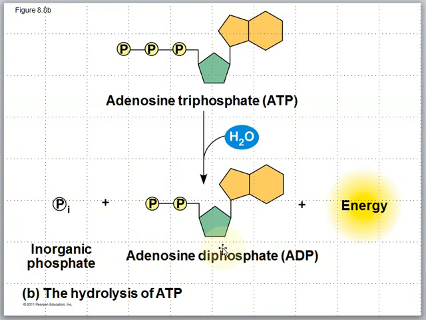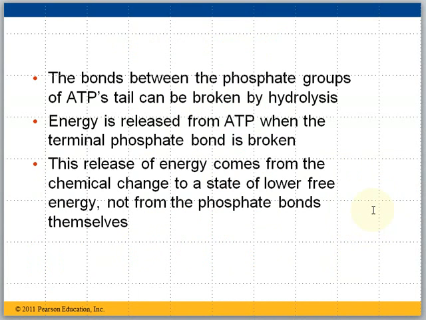These products at the end of the reaction have lower free energy than the ingredient that we started with. So these products end up with lower free energy. So where did that energy go? Well, it's here, and it can be used for a variety of purposes. So the bond between those phosphate groups, that last phosphate group, can be broken off with hydrolysis, and that releases energy that can then be used for a wide variety of cell work.